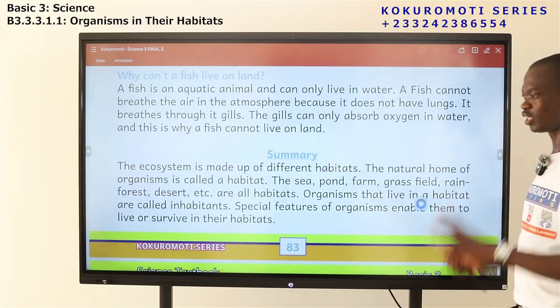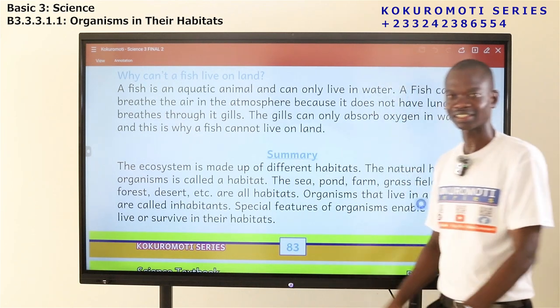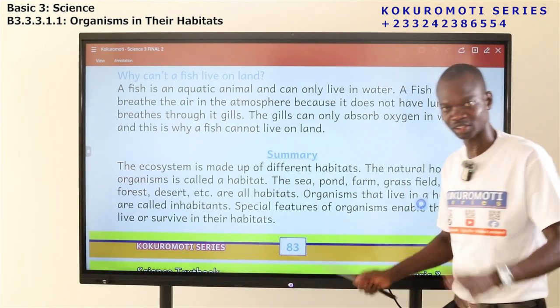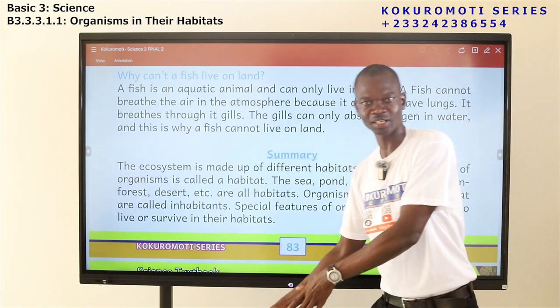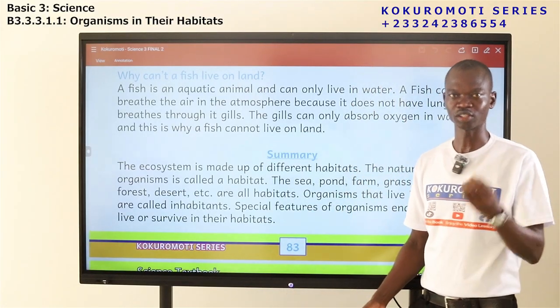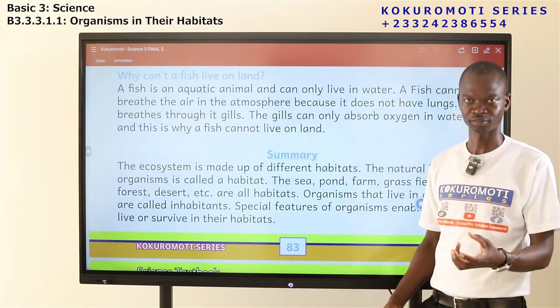When they come to live on land, they can't stay there for a long time. Within a short time, if they are not able to get back to the water bodies, they will die because they will not get air to breathe.